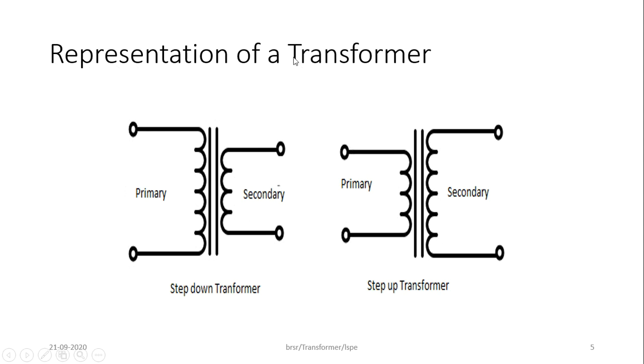The representation of a transformer is like this. It is denoted as a step down transformer when we have more number of turns in the primary than the secondary winding, and it is denoted as step up transformer when we have less number of turns in the primary, more number of turns in the secondary. The two lines which are marked represent the core on which the transformer coils are wound.